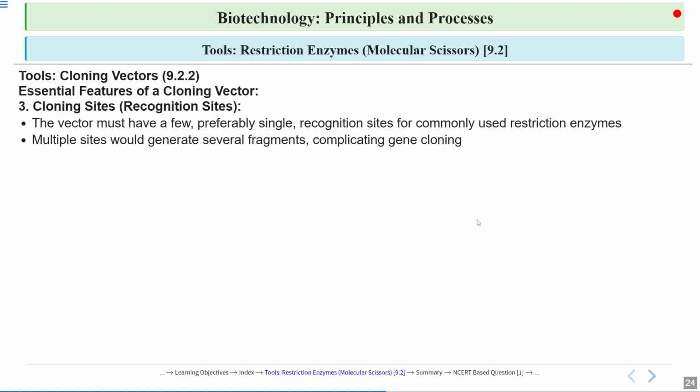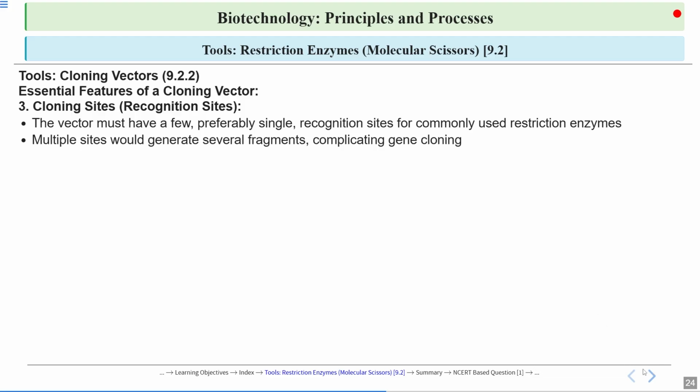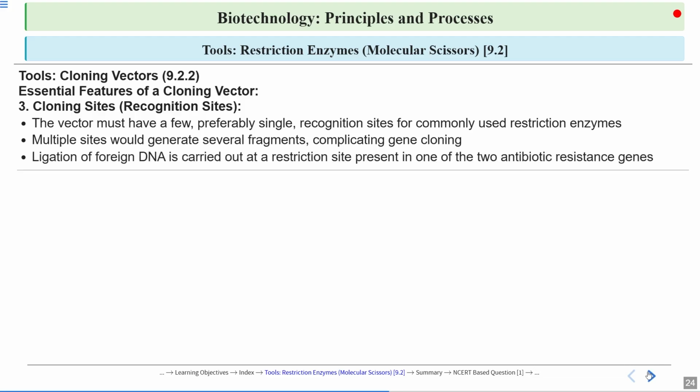If we have two recognition sites very close to each other, then the restriction enzyme will go to each of them and cut it into very small fragments, which is not good for us. It will complicate this gene cloning. And ligation of foreign DNA is carried out at a restriction site present in one of the two antibiotic resistance genes.